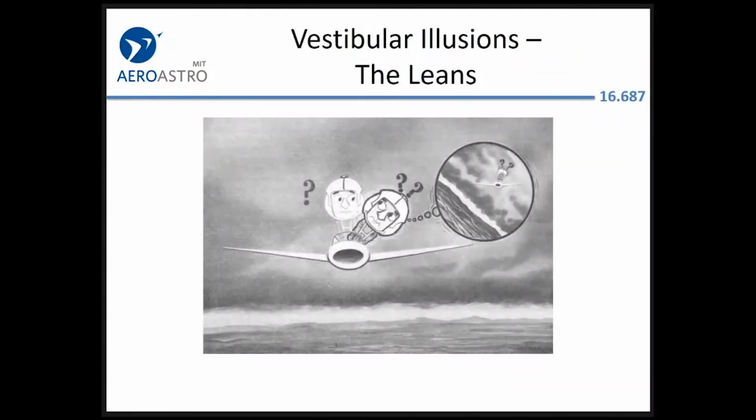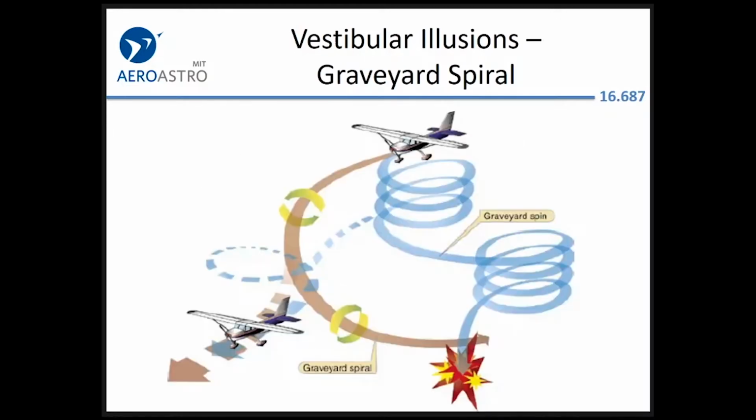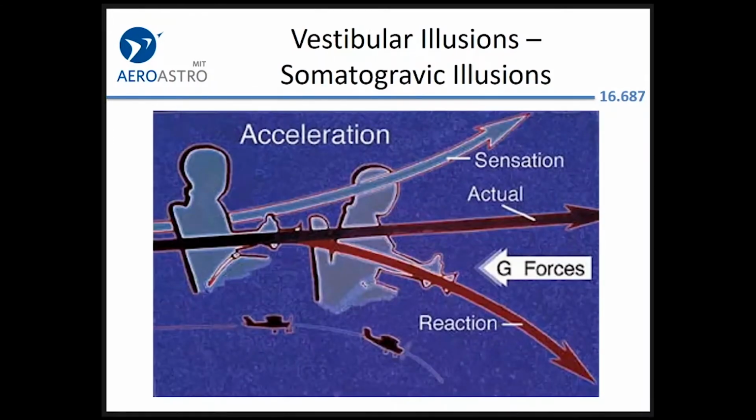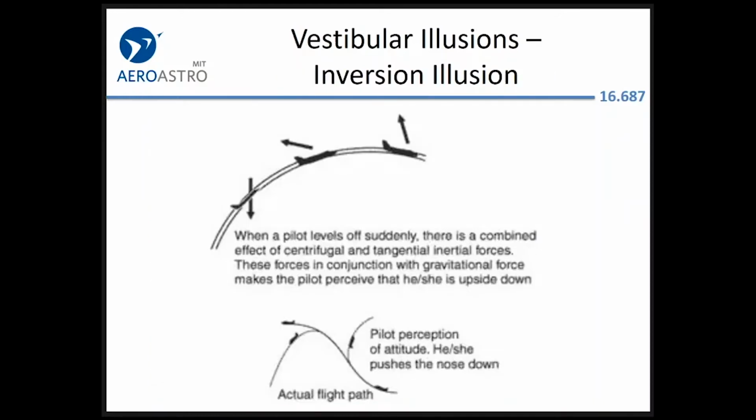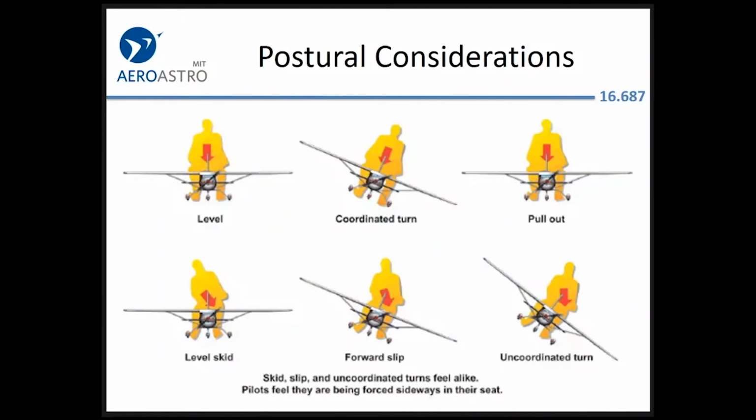So this is the one we just talked about while you're turning. We spent a while, Philip showed you some great videos about the Coriolis illusion. The graveyard spiral was described pretty well by Oksana, and some of the other G-forces that you feel and how that affects you, as well as inversion illusion. So we can get into these more, but I think you got a pretty good coverage of that as well. Again, we talked about these being the three systems that affect you.